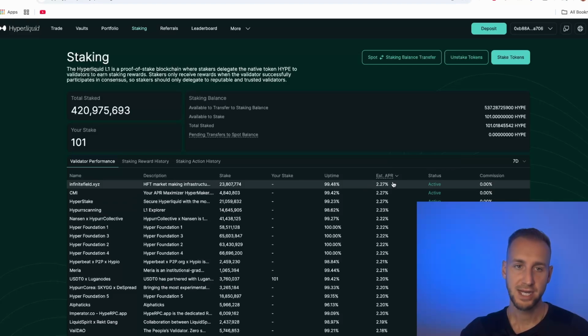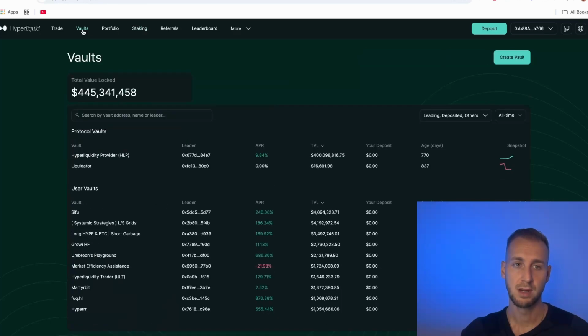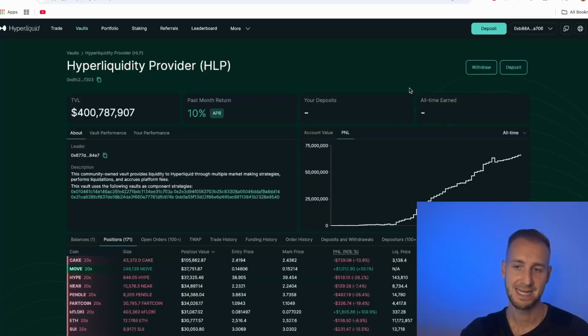So stay tuned because there'll be more Hyperliquid videos coming up. If you're not so keen on trading or doing perps, maybe you want to contribute to the vault HLP, which is quite famous these days. You deposit USDC into this. This is the liquidity that everyone is trading against. Community owned. Current returns around 10% APR.